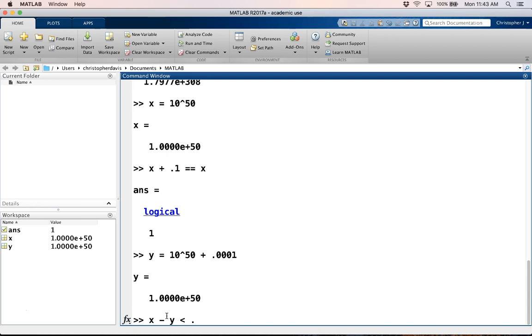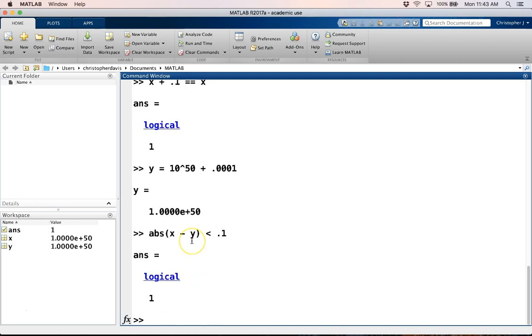Okay, so this is almost right. I could ask is it less than 0.1? But that's not really that good, because if x minus y is negative 50, then yes, it's going to be less than 0.1. So really you want absolute value signs in front of it. So in general, instead of writing x equals y, it's much safer to write absolute value of x minus y is less than some bound that we choose. So here we get that this is true.